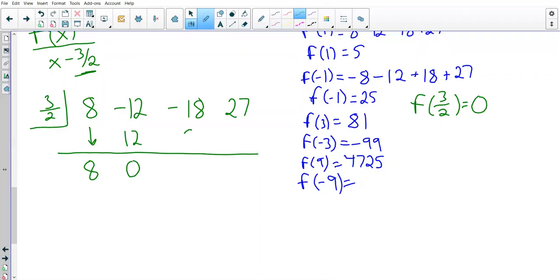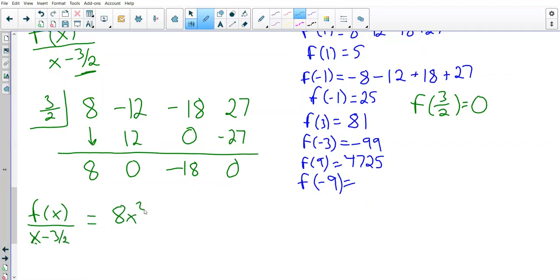0 times 3 over 2 is 0. That gives me a negative 18. Multiply 3 over 2 by negative 18, and that's going to give me negative 27. And look at that, I get a remainder of 0. So what I end up with is f of x divided by x minus 3 over 2 is going to be 8x squared minus 0x minus 18.